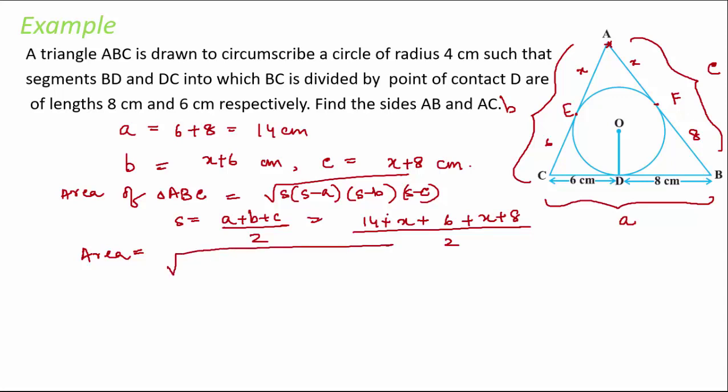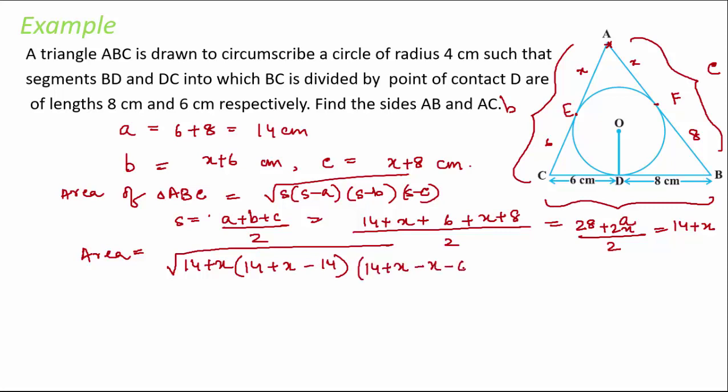So s would be how much? This will be 14 plus 2x plus 14 divided by 2, that is 28 plus 2x divided by 2. So this will be equal to 14 plus x. So the area would be s into s minus a into s minus b into s minus c.